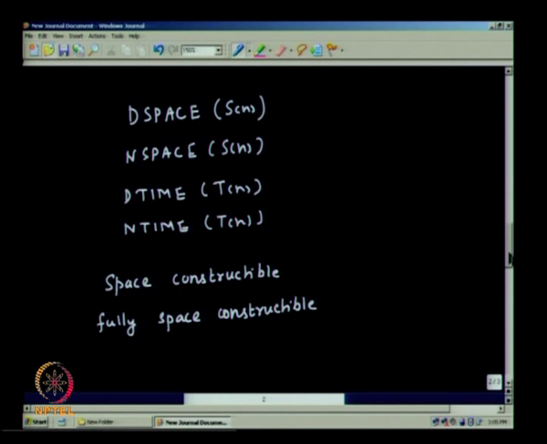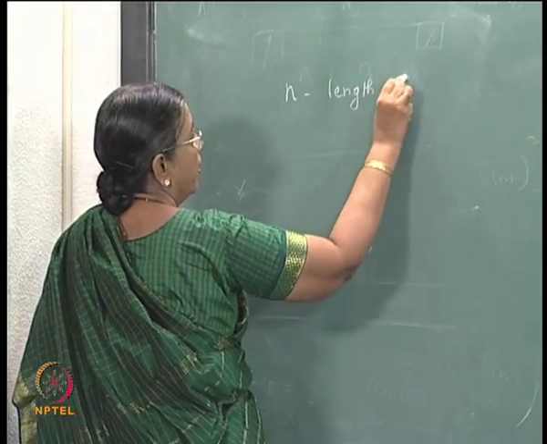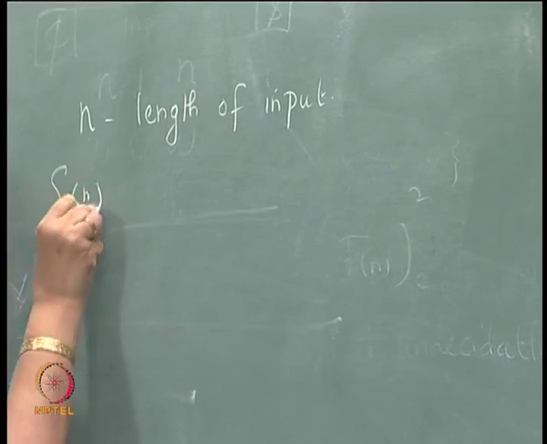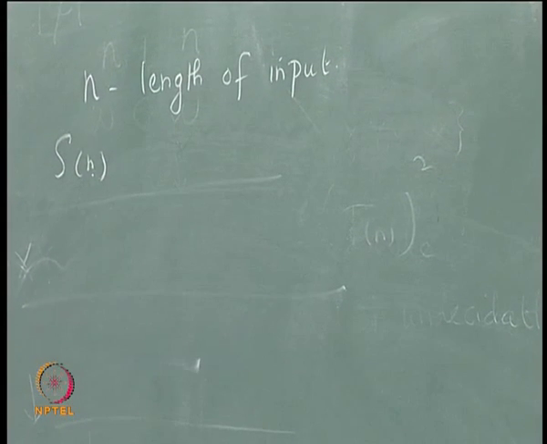Again, I will state some results without giving the proofs. Proofs are in the book, but the main results I will just mention. Now, this T(n) or S(n), the function S(n) is a function of n, is it not? n is the length of the input, and the space is denoted as a function of this.